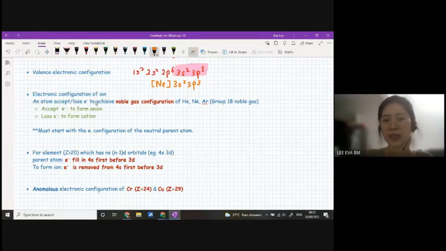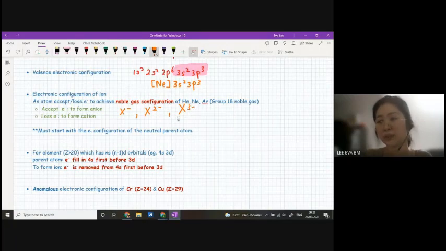Okay, and also we have looked into electronic configurations of ion. Okay, by losing or accepting electrons to form the noble gas configuration similar to helium, neon, or argon. Maybe sometimes use krypton or xenon, but because number of electron is quite a big number, therefore the common one would be 3 of these first. All right. And then when you're accepting the electrons, you're going to form an anion. For example, if you're accepting one electron, it becomes X negative. Accepting two electron becomes X2 negative. Accepting 3 electron becomes X3 negative and so on.